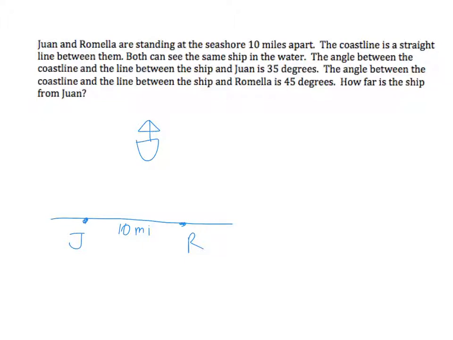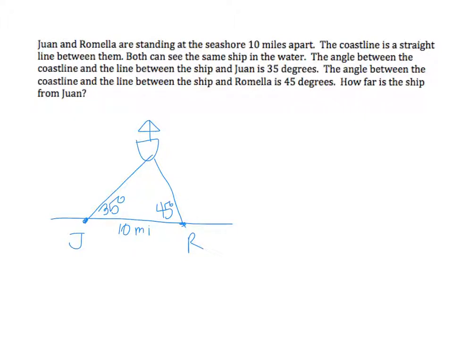The angle between the coastline and the line between the ship and Romella, oops, I skipped one. The angle between the coastline and the line between the ship and Juan is 35 degrees. So that means this angle in here is 35 degrees. The angle between the coastline, which is down here, along that horizontal, and the line between him and the ship. That's 35 degrees. And then it says the angle between the ship, the coastline and the line between the ship and Romella is 45 degrees. So this is 45 degrees.